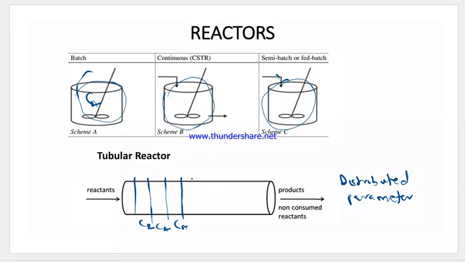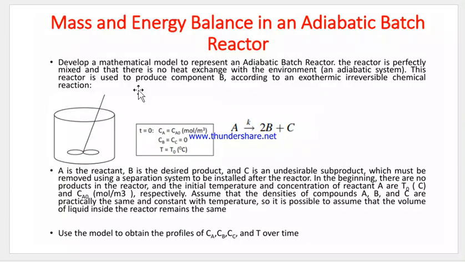So if it is a tubular reactor, we have to find a control volume that is different from the entire reactor. We have to take a narrow piece to serve as our control volume. We shall see some illustration later on. So let's look at this example.